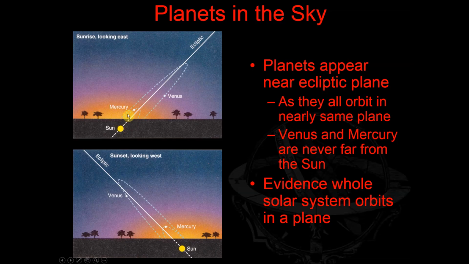And there's why. Its orbit's very small, so it comes up above the horizon and disappears below the horizon quite quickly. So all the planets are orbiting in nearly the same plane. Venus and Mercury are never far from the Sun, so you do have to look for them during sunrise, or conversely during sunset in this diagram.